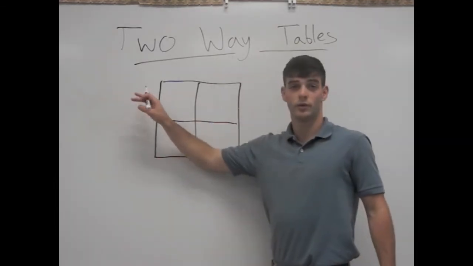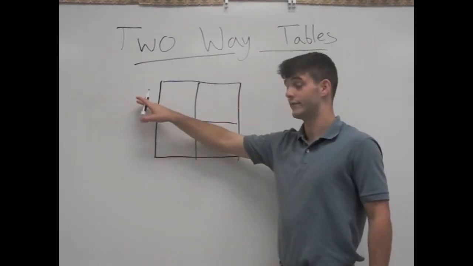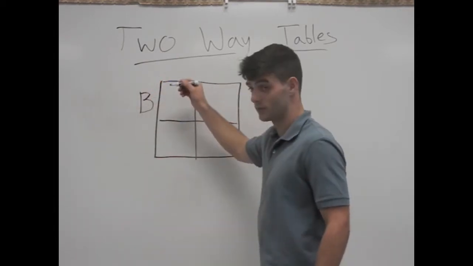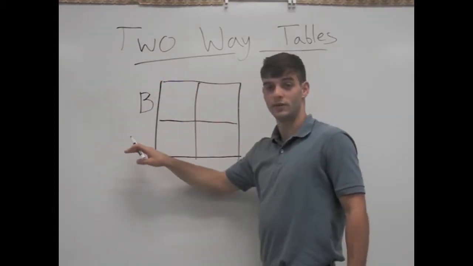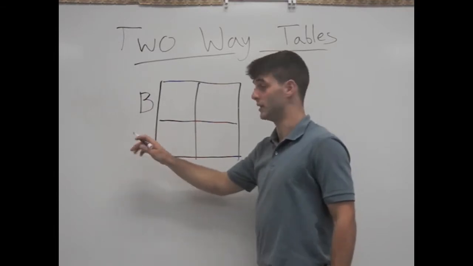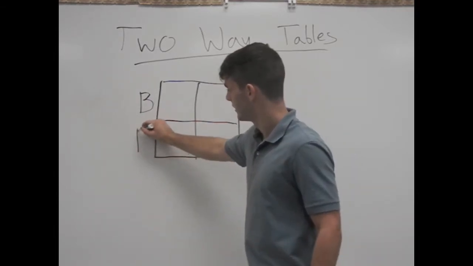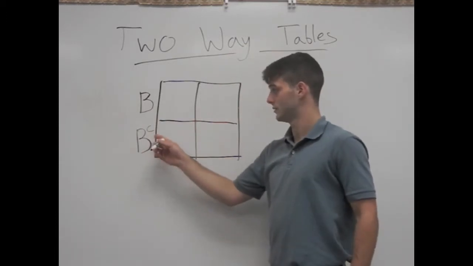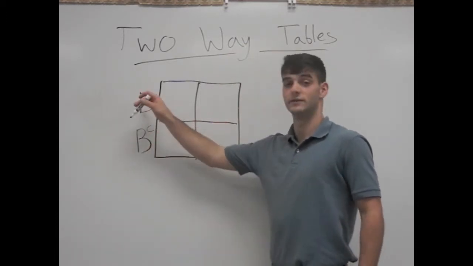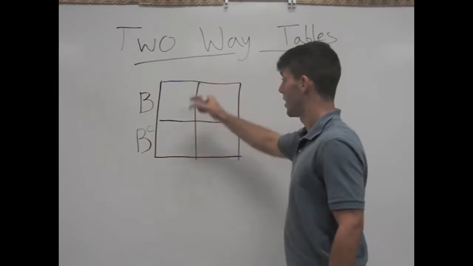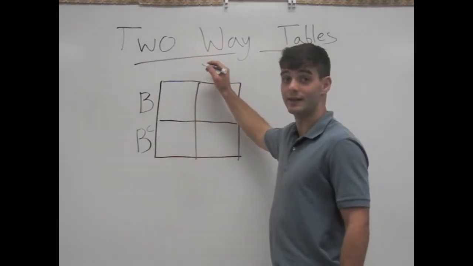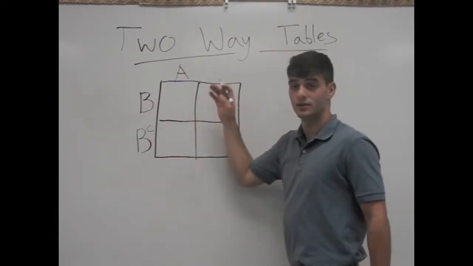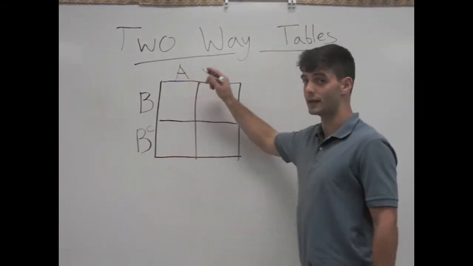This first row, we're going to have the probability of success of event B. Like so. In this row, you're going to have the probability of the failure of event B, represented by B not. This little C just means it's the opposite of this event happening. In this column, you're going to have the success of event A. And likewise, this column will be A not.